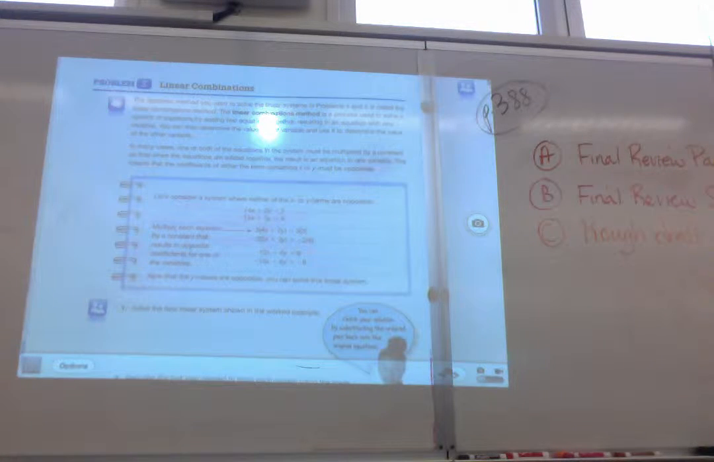This means that the coefficients of either the term containing x or y must be opposite. Okay, the coefficient must be opposites of one of them, not both of them. Either the x or the y, you need to get the coefficients opposites. What does opposite mean? Not the same. Positive and negative. It's more sophisticated than not the same. There's a lot of versions of not the same. But they actually need to have the same value, but one positive, one negative. Same absolute value, one positive, one negative.